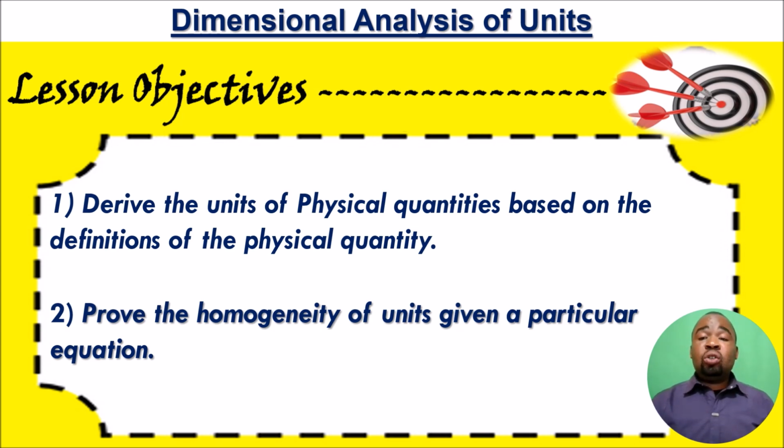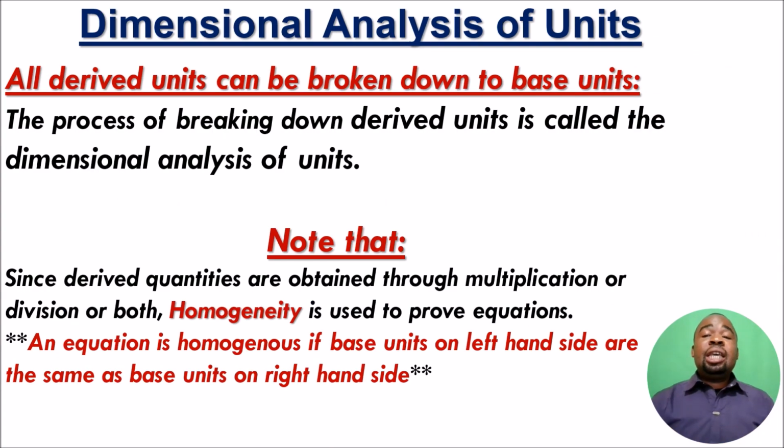So let's quickly get into objective number 1. But it is important to remind you that one of the advantages of the SI system of units is that it is a coherent system, meaning each physical quantity is assigned one unit. Since all derived units are derived through multiplication, division, or mixing the two of them, we should be able to break down all derived quantities back to their base units. That process of breaking down derived units is what we call dimensional analysis of units.